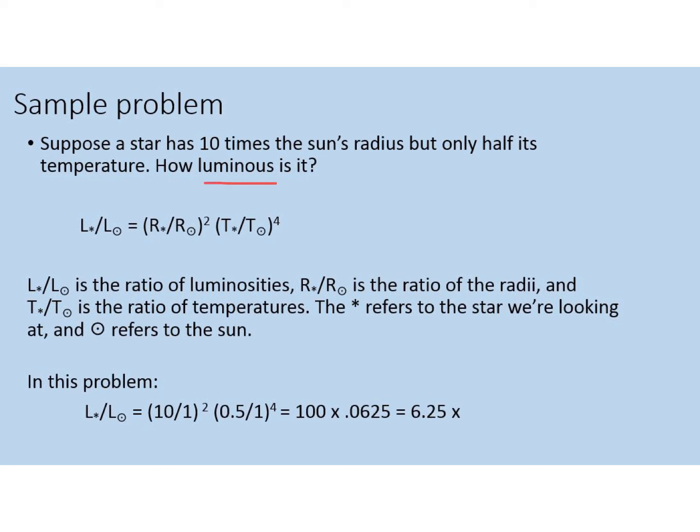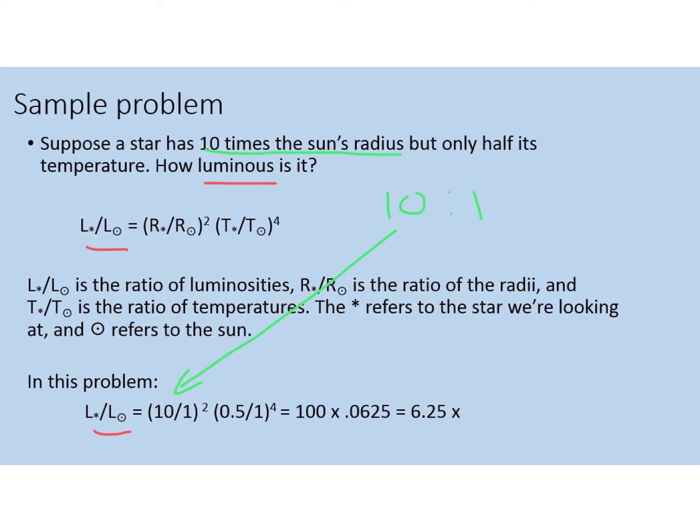The question asks for luminosity, so we don't have anything to plug in there. We leave that alone. For the R part, the radius of the stars, we know that the star is 10 times bigger than the Sun. So the ratio is 10 to 1. 10 for the star, 1 for the Sun. We plug those values in for the R's.